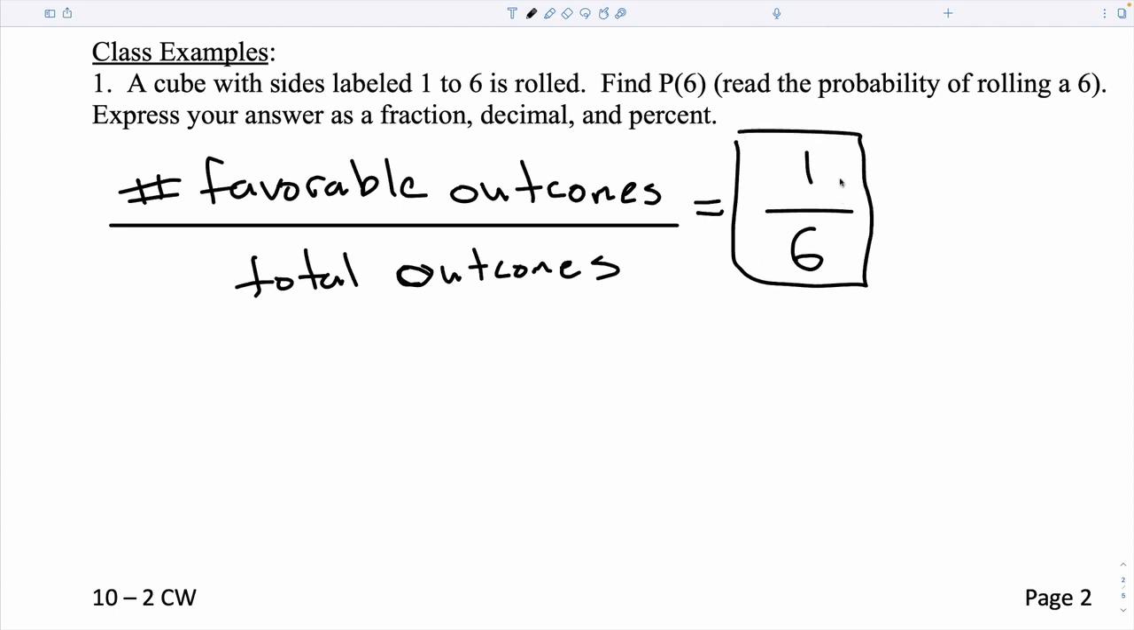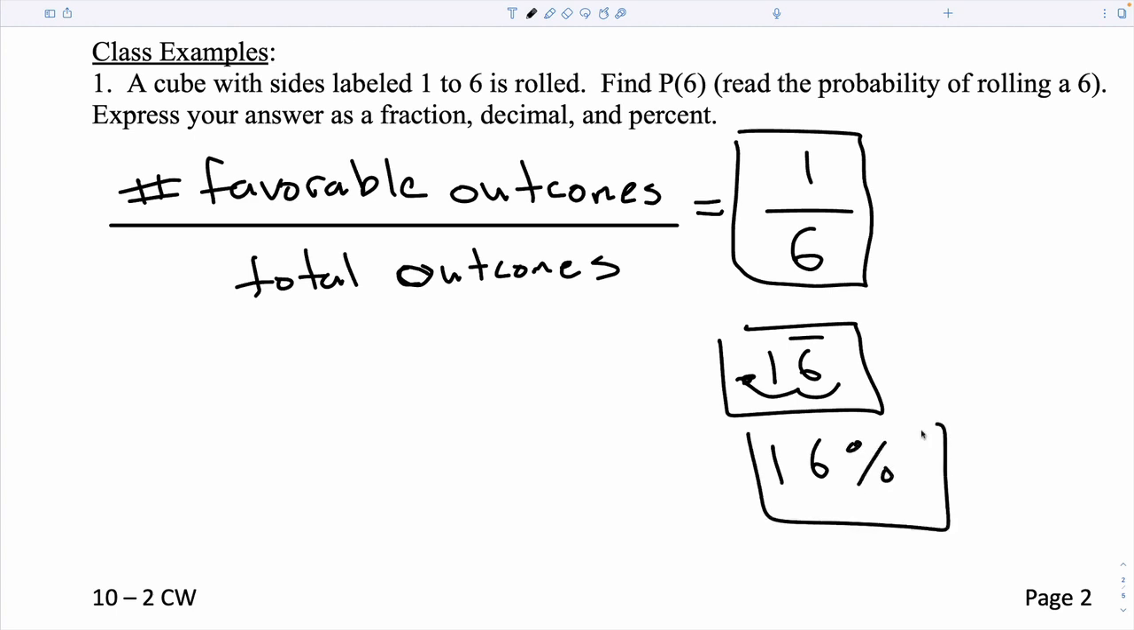You could write it as a decimal by dividing. What's 1 divided by 6? You could say it's 0.16. You could also make it a percent. What's 0.16 as a percentage, Claire? Yeah, move it over 2 times. These are your 3 answers for the outcome of rolling a 6.